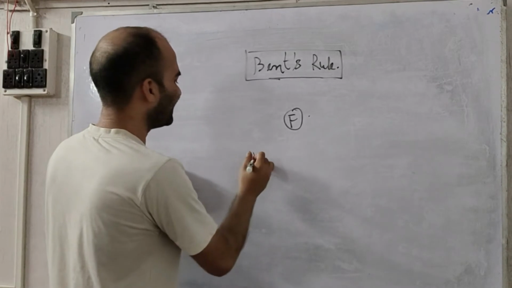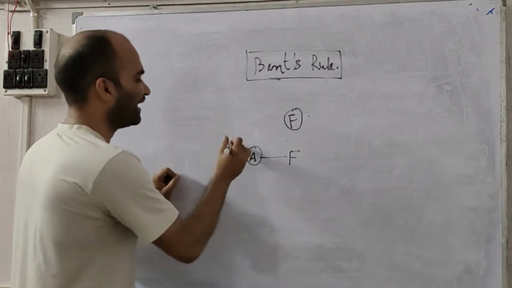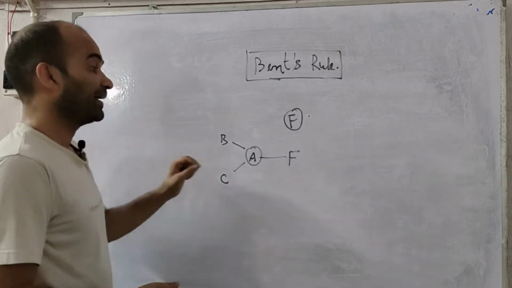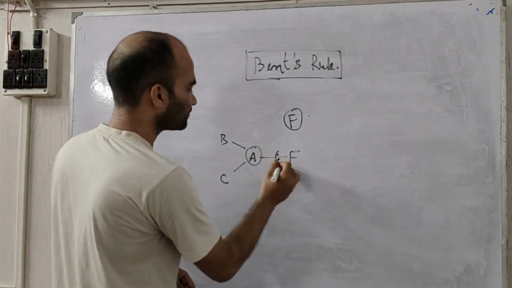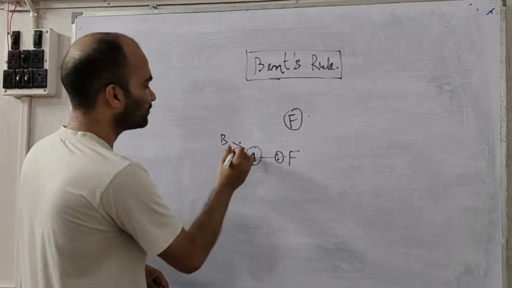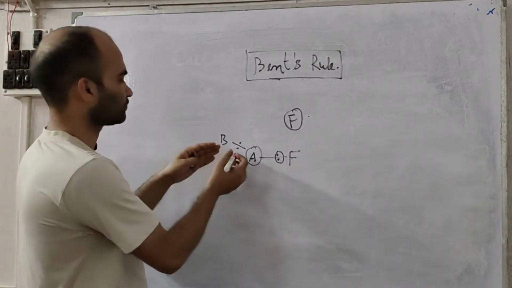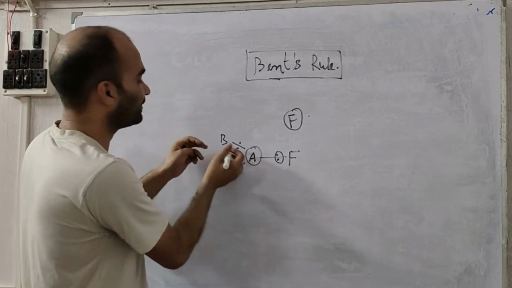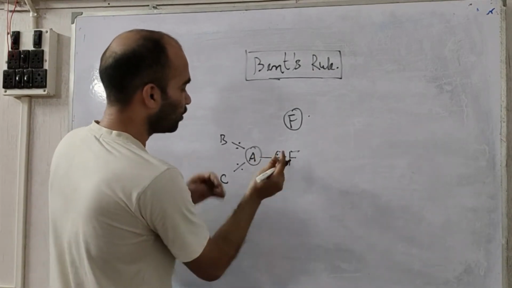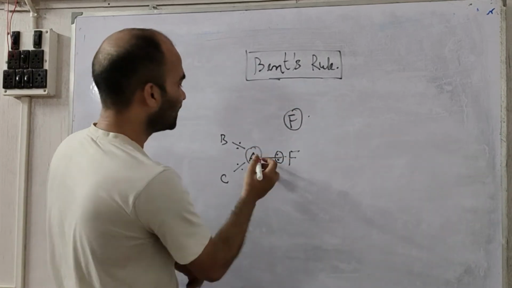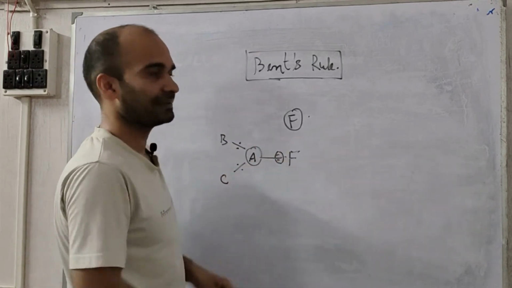So if there is a central atom A, it has formed a bond with F and B and C. F has more electron density and thus the bond pair will be towards F, whereas this will be close to A or B depending upon the electronegativity difference between A and B. Now when this electron pair moves towards the electronegative atom, the bond pair has its own distance increased.